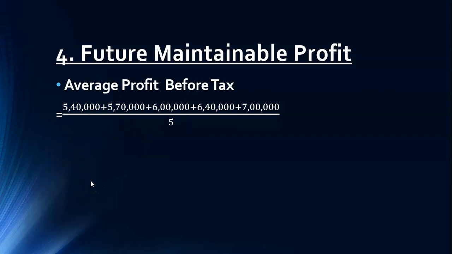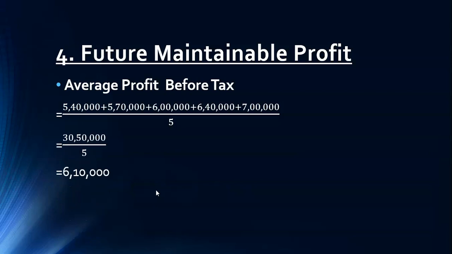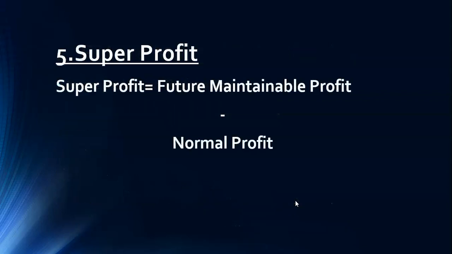But one more thing, if you see here, it is written the rate of tax is 50%, right? So profit after tax will be 6,10,000 minus 50% of the tax. So the amount here is 3,05,000.